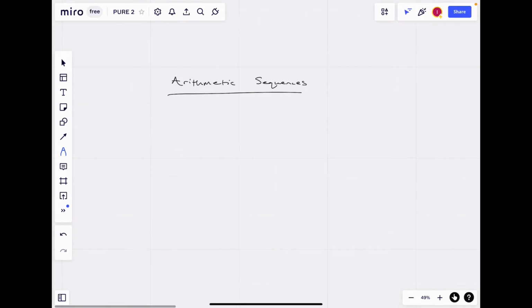You've come across arithmetic sequences before. So something like 2, 4, 6, 8. That would be an arithmetic sequence, where each time you are either adding or subtracting by the same amount. In this case, you're adding 2 every time. Now, from here, in GCSEs, you would have had to work out the nth term, right?